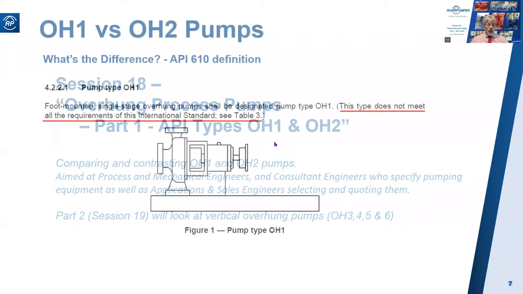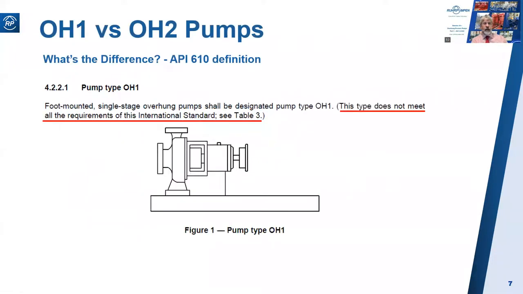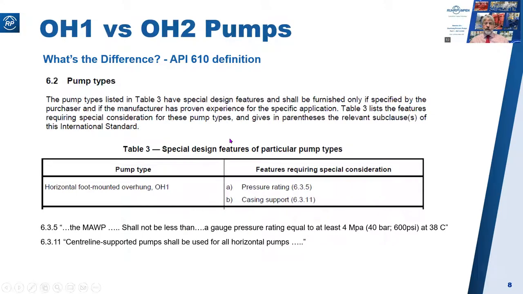So, what are the differences between an ANSI pump and an API pump? Well, here is the API definition of an OH1 pump. You'll see this note here that I've underlined. This type does not meet all the requirements of this international standard, and it refers you to Table 3. API lists in Table 3 the features that require special consideration before choosing this type of pump.